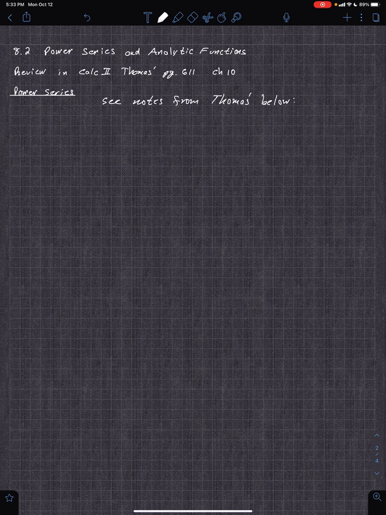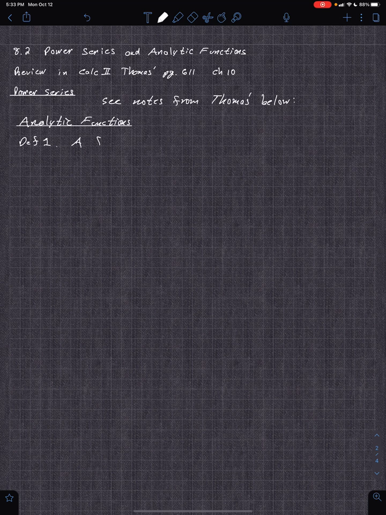So 8.2, there's a couple definitions I want to go over. The rest is basically just a review of Calc 2, which is all posted. So for power series, there's a couple definitions we want to look at. One is analytic. So one of the definitions is analytic function, and how that's defined has to do with basically the power series. So they call this definition 1.